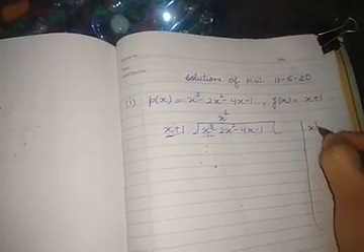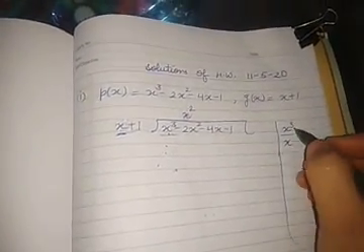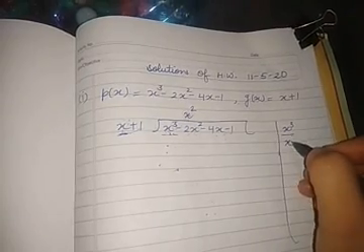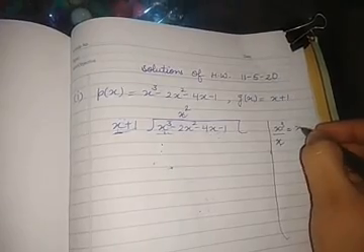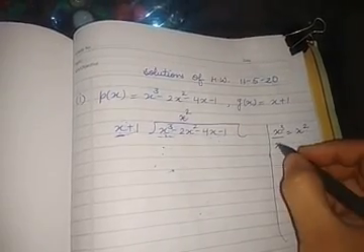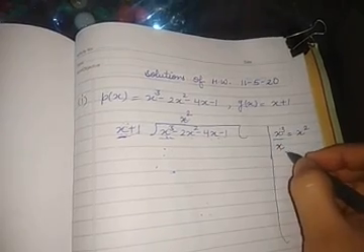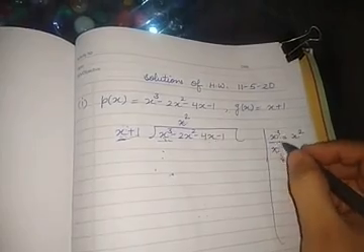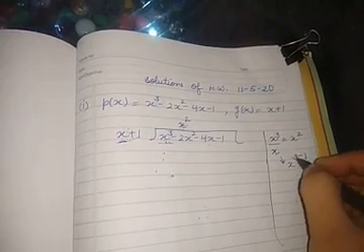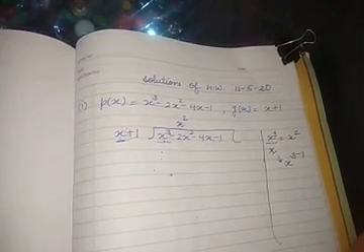Divide the first term of the dividend by the first term of the divisor. When we divide the first term of the dividend by the first term of the divisor, that will give us x square, because x power 3 upon x, the base is the same and the numbers are in division, so powers will be subtracted, and what is 3 minus 1? That is 2. So it will be x power 2.